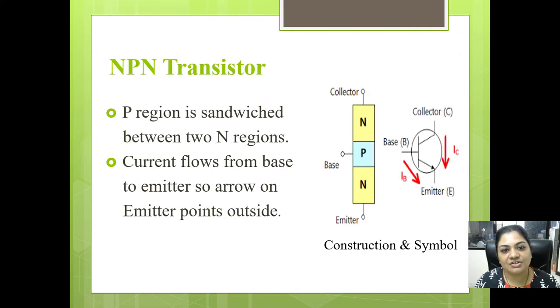Now let's see the construction of the NPN transistor. You can see the construction and symbol in the figure. Here you can see that the P region is sandwiched between 2 N regions, and in the symbol you can see the arrow on the emitter terminal, which shows the direction of current. Here the current flows from base to emitter, that's why the arrow is pointing outside.